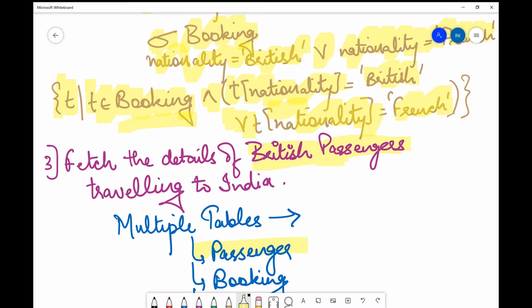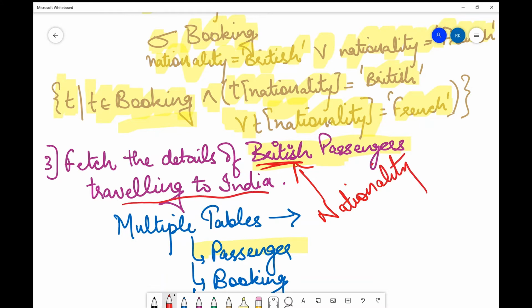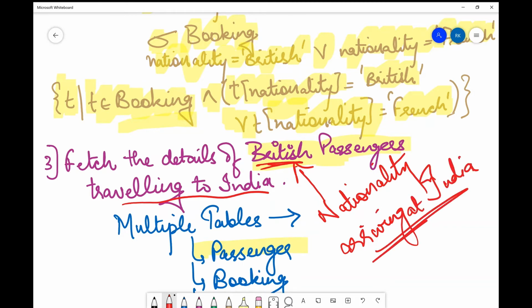Then they have said that the details are only required for British passengers. That means the nationality constraint is here. So directly you can mark it over here and you can say this is the nationality constraint. Then they should be traveling to India. This is the second constraint over here. Now traveling to India, that means that they should have a booking. They should have a booking of a flight which is arriving at India. So basically flight arriving at India. These two things we need to consider.